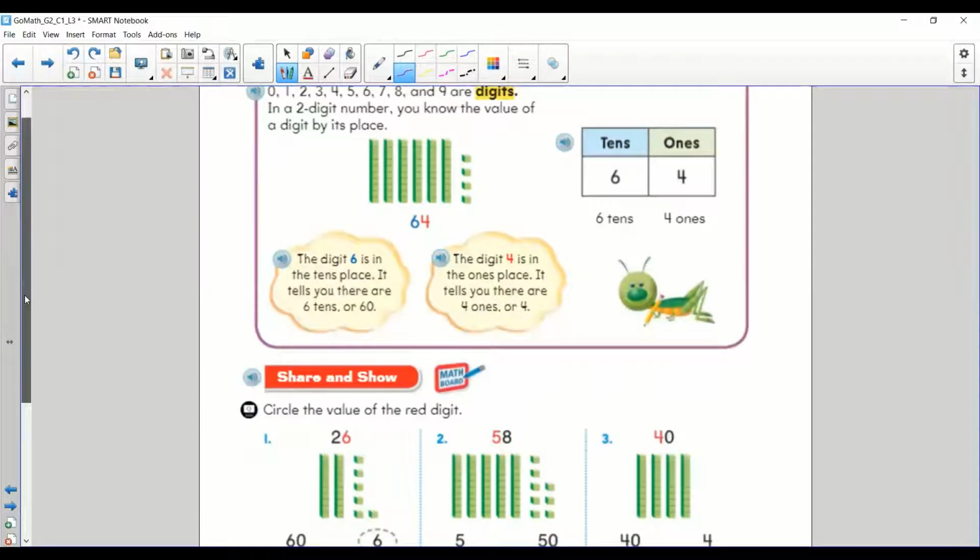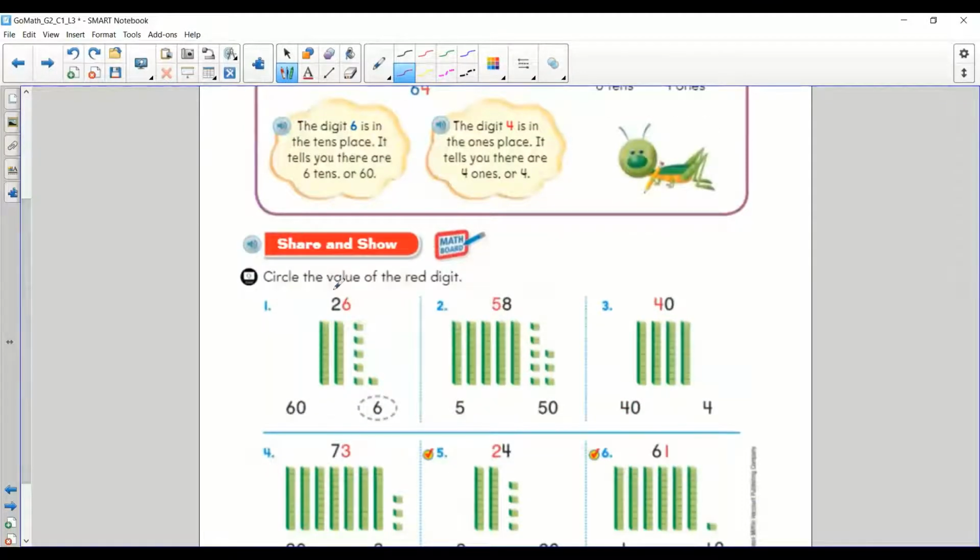So moving down. Now notice these numbers. The tens are always on the left, and the ones are on the right. The ones are always on the right. So the smallest number is on the right, and then they get bigger to the tens, and pretty soon we will get to the hundreds. So circle the value of the red digit. Well, we'll go to get some red.